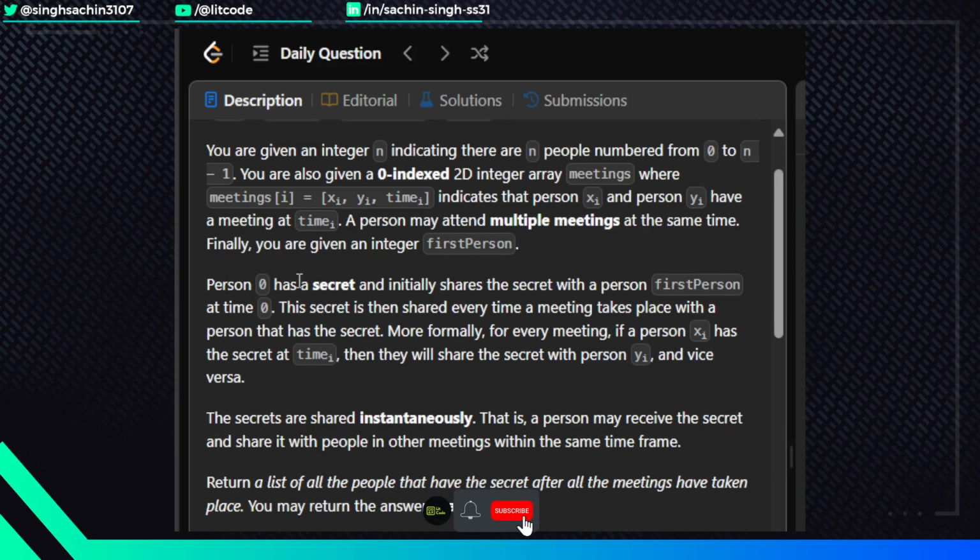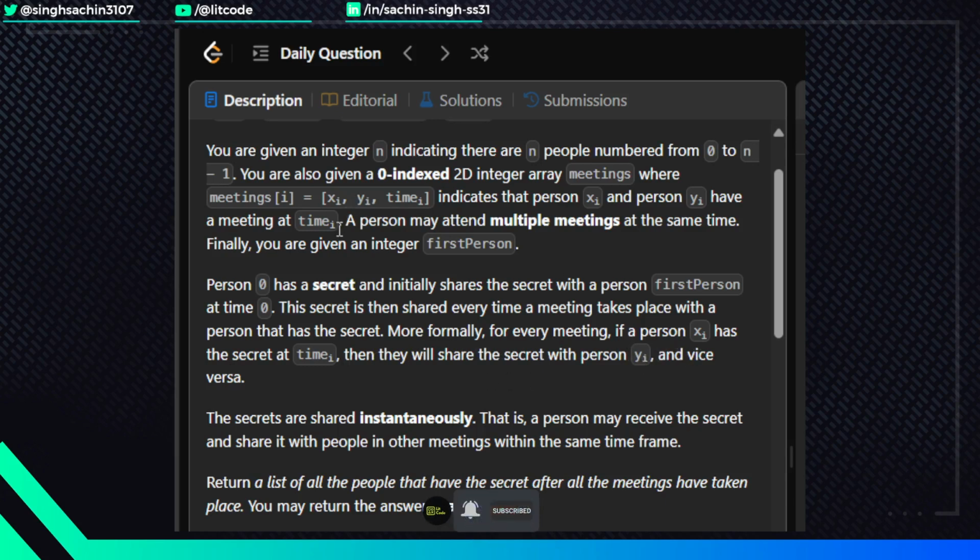Person 0 has a secret, so this is by default. Person 0 has a secret and initially shares the secret with the first person. It can be anyone, like 1, 2, 3, 4, whatever. At time 0, the secret is then shared every time a meeting takes place with a person that has a secret. More formally, for every meeting, if a person xi has a secret at time ti, then they will share the secret with person yi and vice versa.